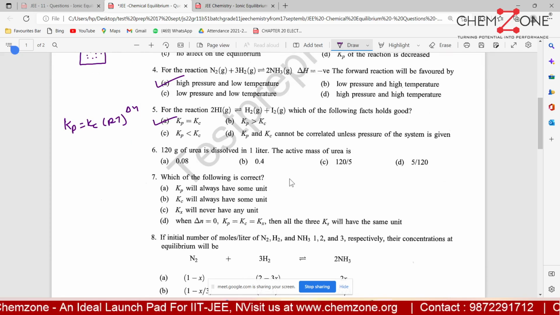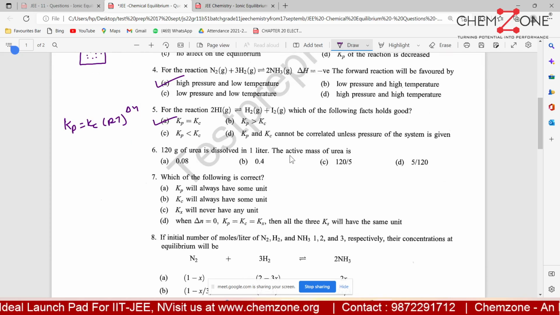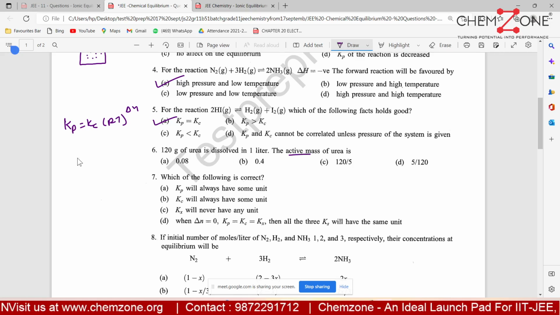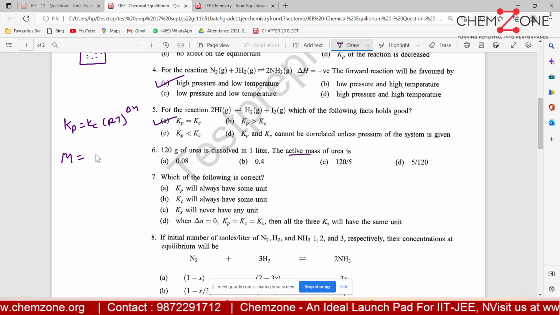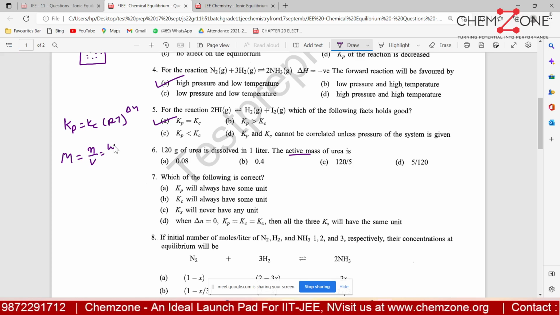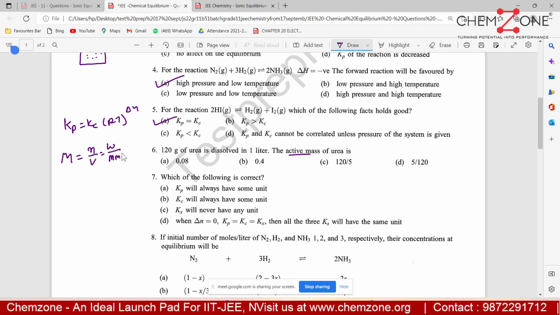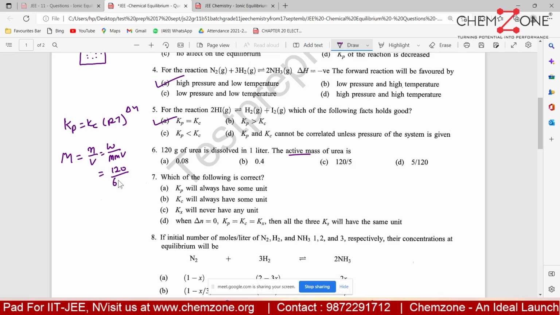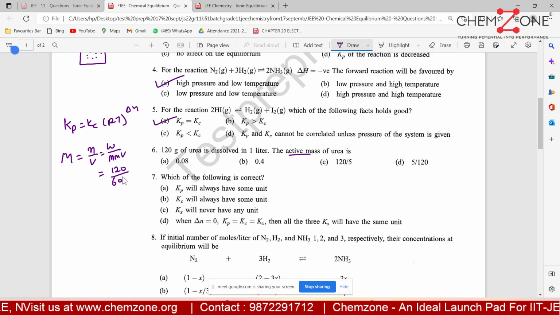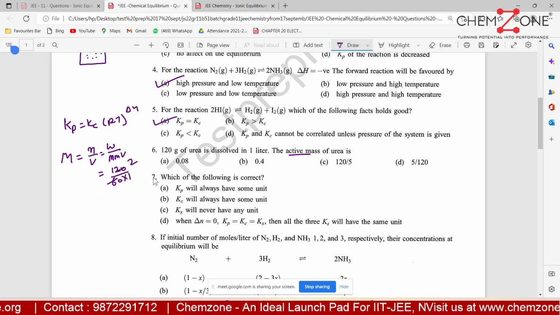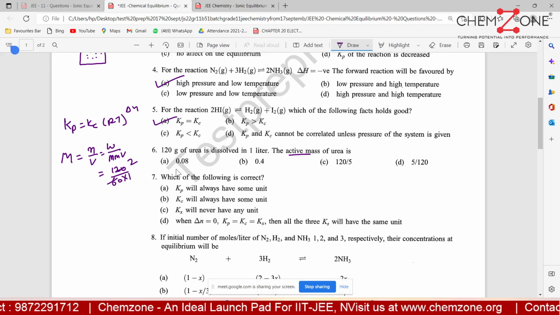Sixth question. Active mass here means molarity, the number of moles dissolved in 1 liter of solution. Molarity is equal to what? Number of moles upon volume in liters. Means I can say weight upon molar mass into liters. Weight is equal to 120 grams, molar mass is 60, into 1. That should come out to be 2. Wrong answer, options are wrong. Leave it. Seventh question.